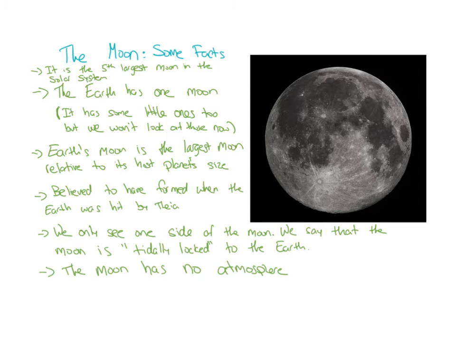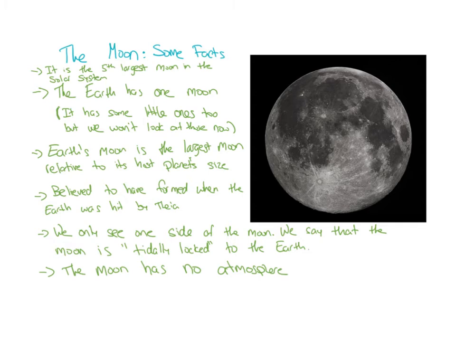Earth's moon is the largest moon relative to its host planet's size. So even though there are 4 moons bigger than our moon, they belong to Saturn, Jupiter, and other planets. So that's why we say that this moon, our moon, is the biggest compared to its host planet.